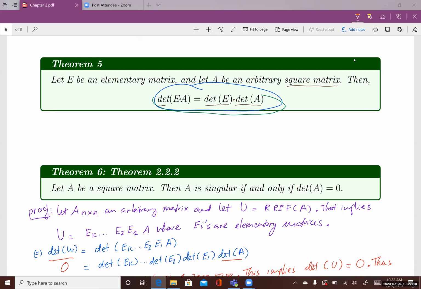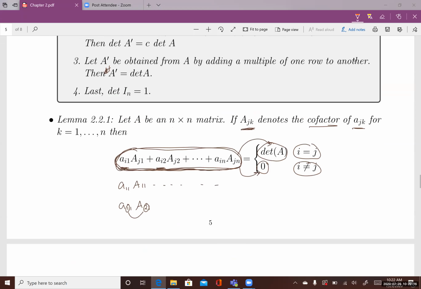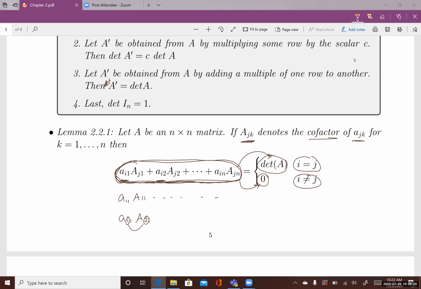If E is an elementary matrix, then you can break it down into these two determinants. And if you have a sum of these products in this form, then you have the determinant of A when i and j are the same, and you will have 0 if i and j are different.